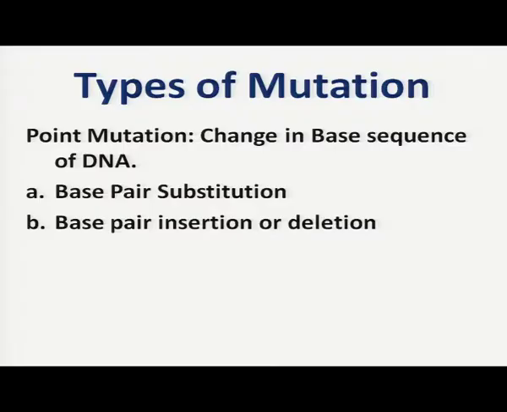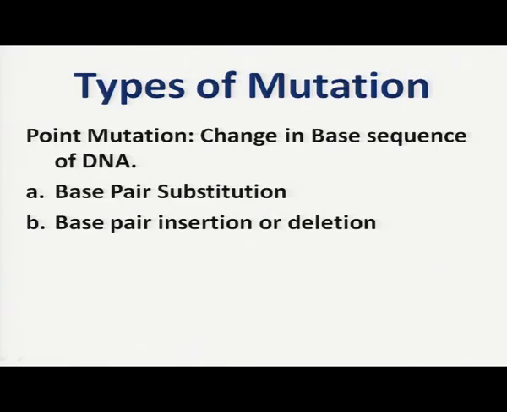The next type is point mutation. Point mutation means there is a change in one or a few base sequences of the DNA. As we know, DNA has three principal elements: sugar, nitrogenous base and phosphate. All these combine together to form nucleotides, and nucleotides combine together to form DNA. So if any change occurs in one nucleotide or a few nucleotides, it will lead to point mutation.